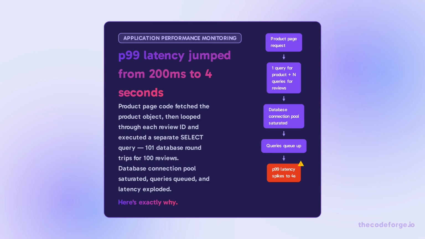p99 latency jumped from 200 ms to 4 seconds within 10 minutes of peak traffic. The product page code fetched the product object, then looped through each review ID and executed a separate select query, 101 database round trips for 100 reviews. Under peak load, the database connection pool saturated, queries queued, and latency exploded.